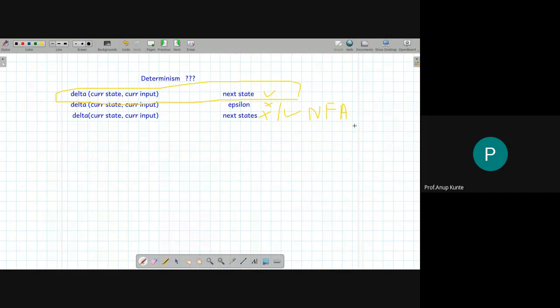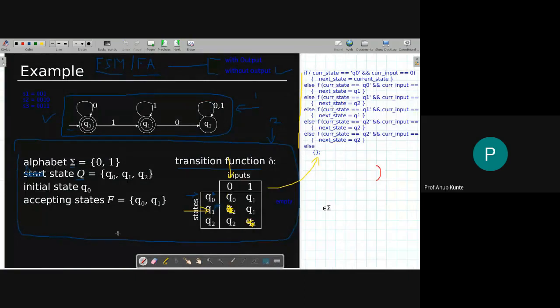So an FA without output is a non-deterministic finite automata when there is at least one pair of current input, current state for which either the transition is not defined or there are multiple transitions defined. So let me say it again: an FA without output is defined to be a non-deterministic finite automata when for at least one pair of current state, current input, either the transition to next state is not defined, that is, epsilon is the next state, or for at least one pair of current state, current input, I have multiple next states defined. Okay, what this indicates or what this means, we'll just take a snap of this and we'll just realize what it means.